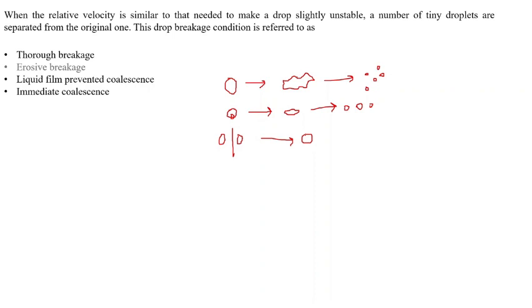Then the last one here is the immediate coalescence. In immediate coalescence, the moment these two drops are encountered, excluding the film in the middle, they both combine quickly and form the big drop. So these are the four types of droplet breaking and coalescence processes. But here you can see that the process which describes the statement given in the question is the erosive breakage. Moving on to the next question.